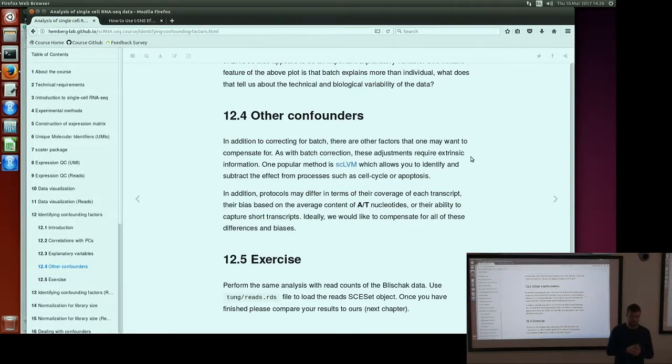So there are now a couple of methods out there that try to infer cell cycle phase from the gene expression values. scLVM, which is mentioned here, is one. There's another method called cyclone in the scran package, which also does this. So we can use statistical approaches to infer cell cycle and then fit this as a confounder or a covariate in models that we're interested in, or try to remove it by regressing it out in one way or another.